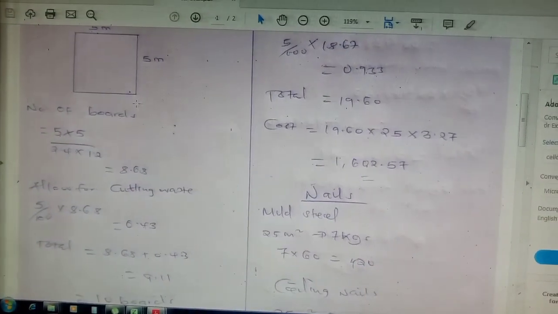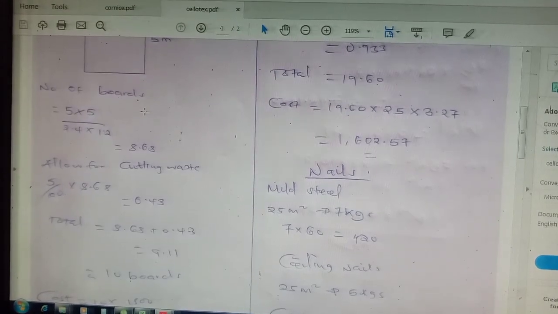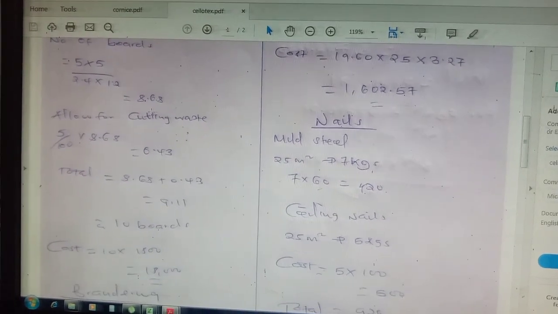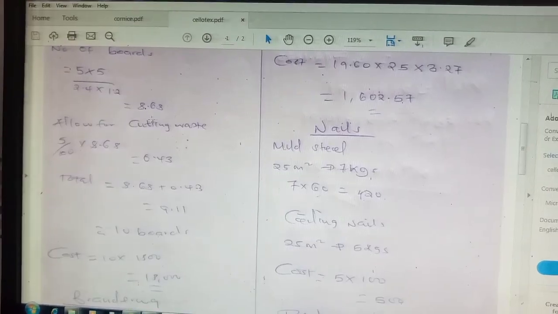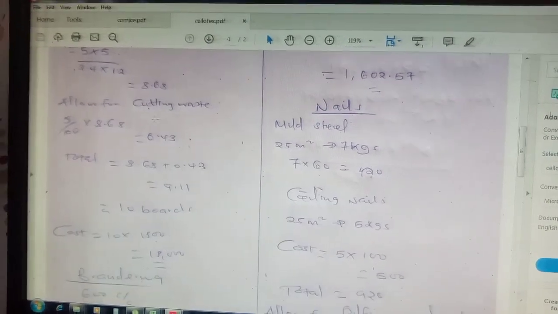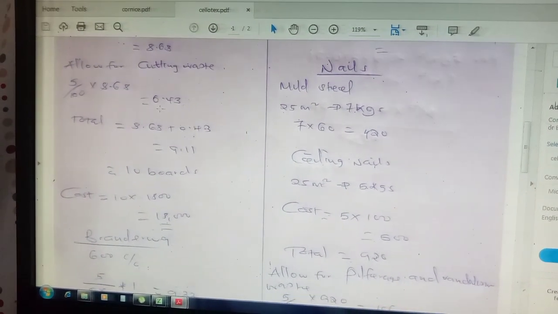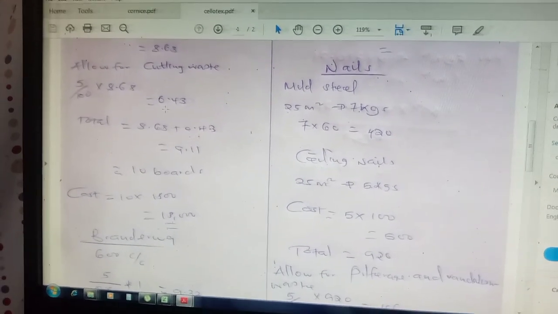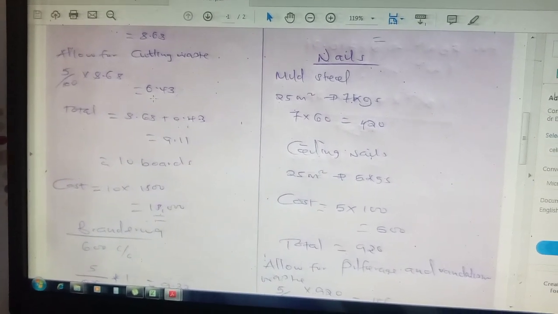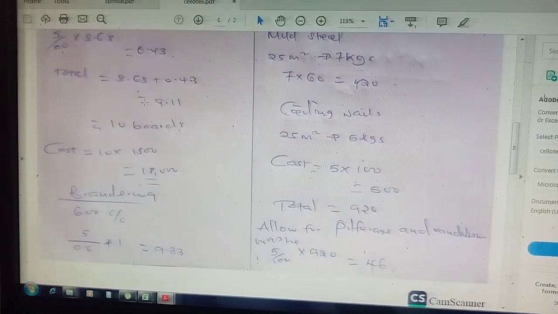8.68. Then you allow for cutting waste. The board will at one given point be cut. So the cutting waste is 5%. 5% of 8.68 is 0.43 pieces. Then the total, you add 8.68 plus 0.43, you get 9.11. There is no 0.11 piece of a board, so you assume there are 10 boards. You cannot go to a shop and request a 0.11 piece of a board. So you'll need 10 boards.